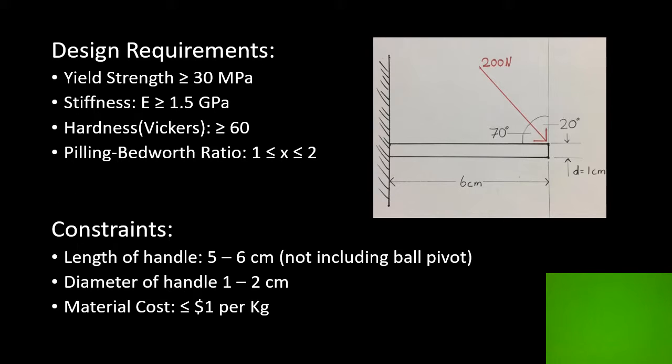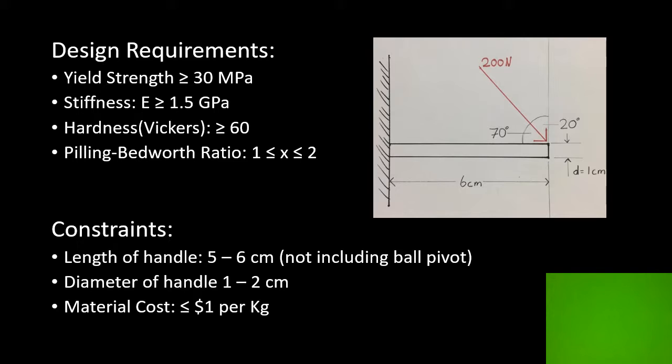This slide shows the selected design requirements and geometrical constraints. Design requirements relate to the ideal characteristics for the urinal handle to be durable and effective, while the constraints are based off of standard dimensioning, which is ideal for public use. The chosen design requirements are a yield strength greater than or equal to 30 megapascals, a stiffness with a Young's modulus greater than or equal to 1.5 gigapascals, a Vickers hardness value of greater than 60, and a Pilling-Bedworth ratio between 1 and 2.